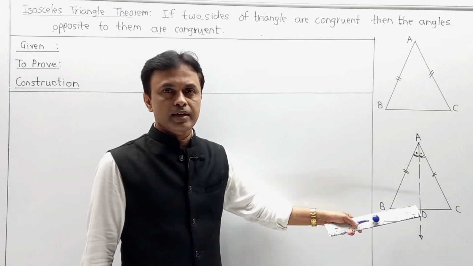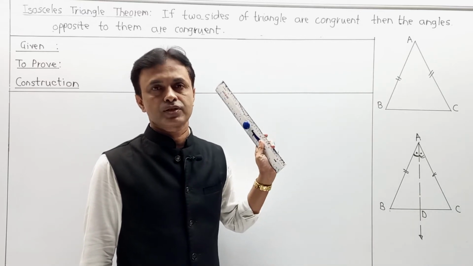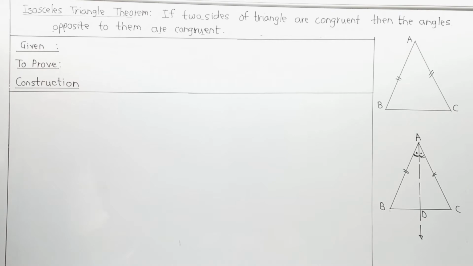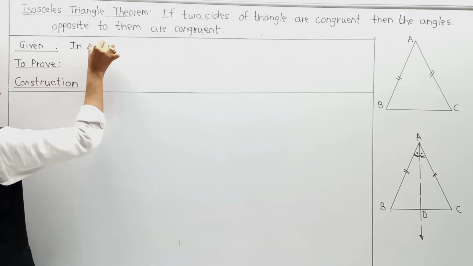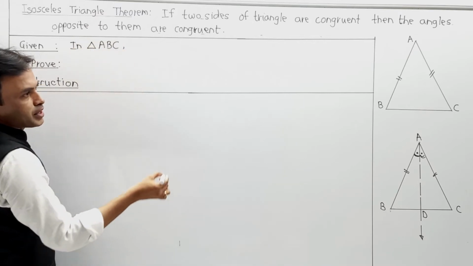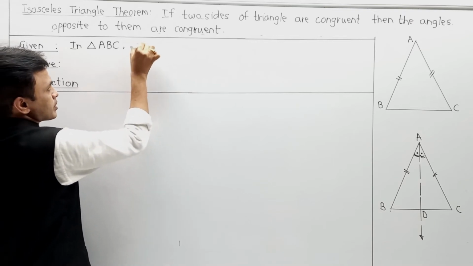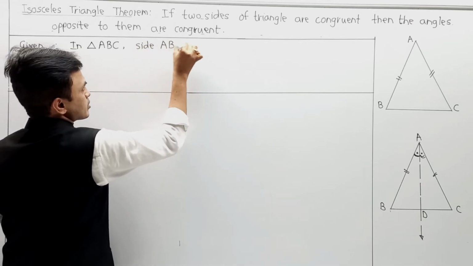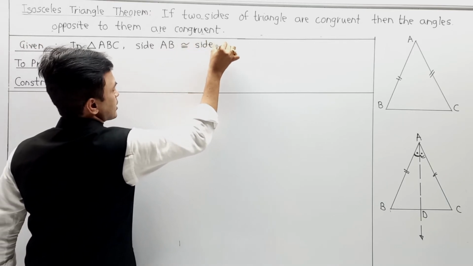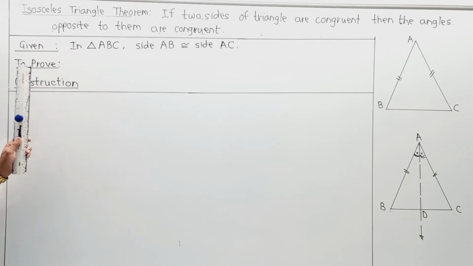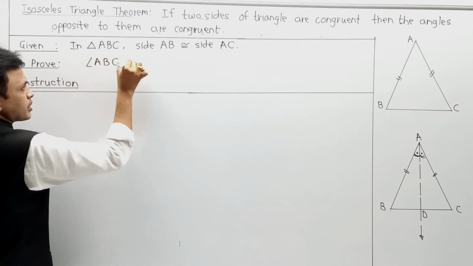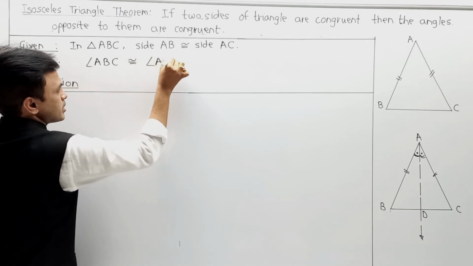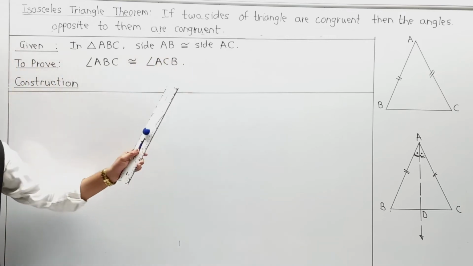Now as per the discussion of the diagram, we are going to write given, to prove and construction. So the part is here. For given, in triangle ABC, side AB is congruent to side AC. This is given for us. Now we have to prove that angle B is congruent to angle C. Logically, we have to prove that angle ABC is congruent to angle ACB. This part we have to prove.